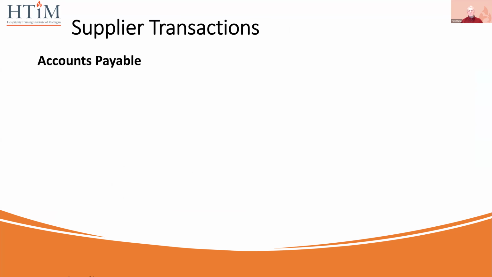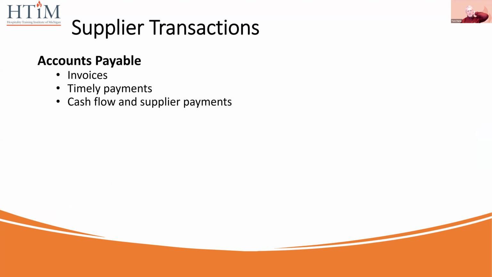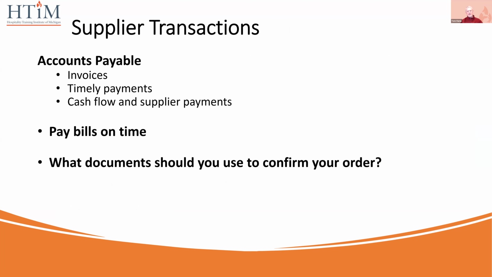And then as we go up the ladder in our organization, accounts payable, make sure that we're making timely payments on accurate invoices. The cash flow and the supplier payments are all that. We want to make sure we're paying our bills on time. If we're trying to confirm orders, what documents should we use? Obviously from our purchase order, this is what we said we were going to order, and then what we received in our receiving report and packing slip when we check things in.